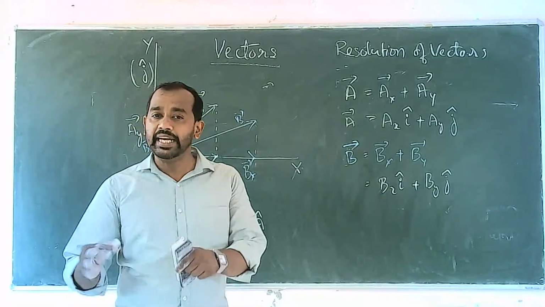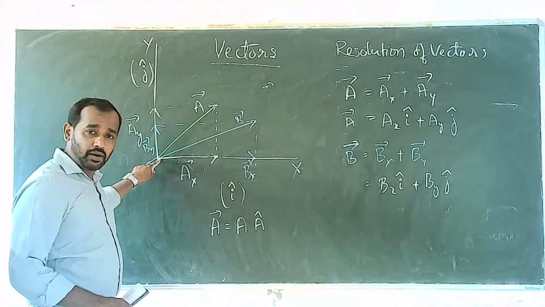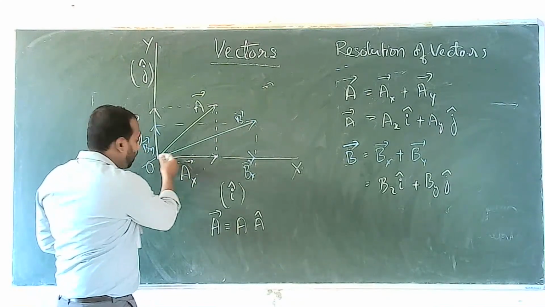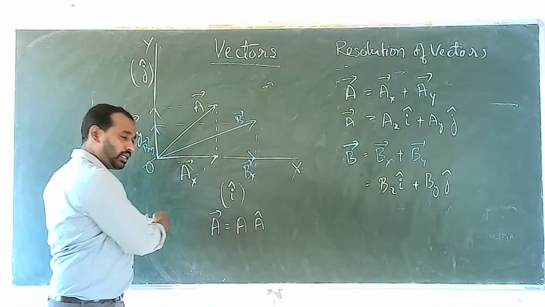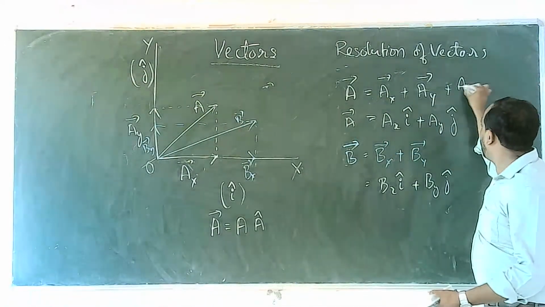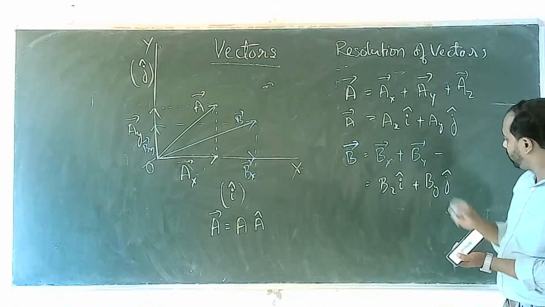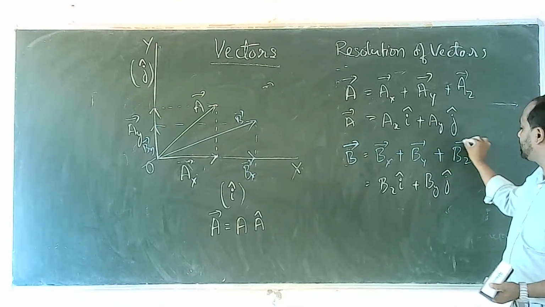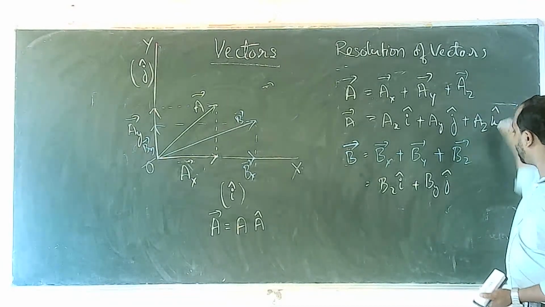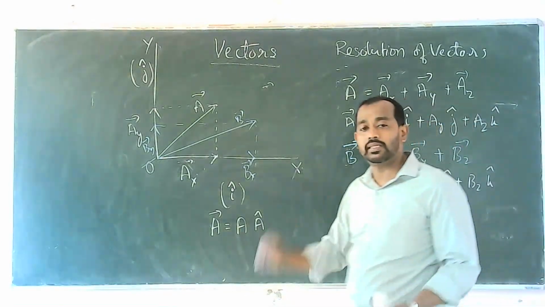If the vector is in 3 dimensions, its origin is located on the plane of the blackboard only, but it will be directed somewhat like this. It is coming out of the plane of the blackboard. Then the z component will also be represented. Then it will be vector Az, and here also vector Bz. Therefore these components will be equal to Az into k cap plus Bz into k cap. So this is how we can represent it.